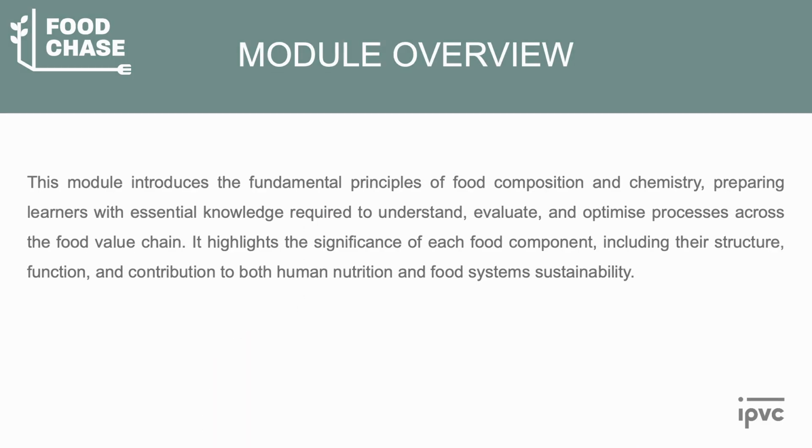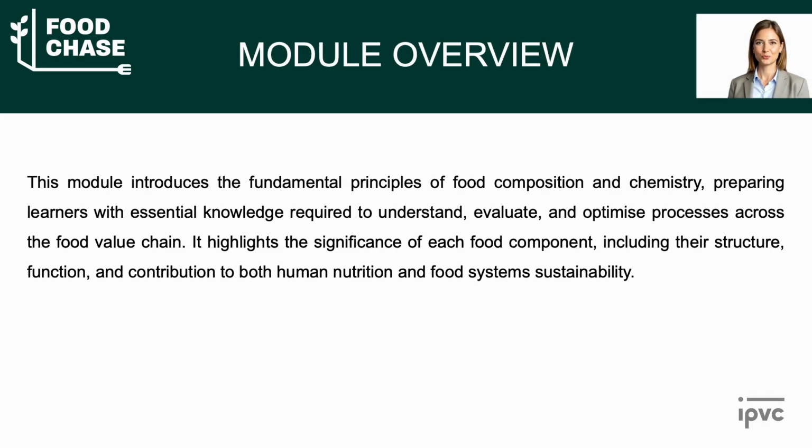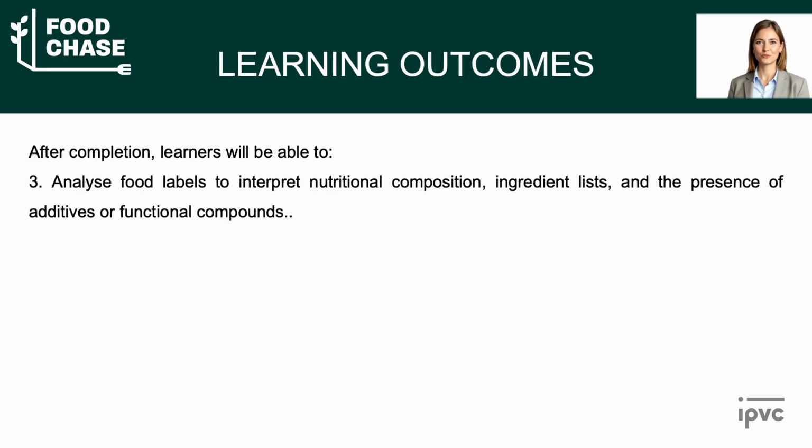products we consume. This module introduces the fundamental principles of food composition and chemistry. Understanding these concepts will prepare you to evaluate and optimize processes throughout the food value chain, from production to consumption. We'll examine the significance of each food component, including its structure, function, and contribution not only to human nutrition, but also to the sustainability of our food systems. After completion, learners will be able to analyze food labels to interpret nutritional composition, ingredient lists, and the presence of additives or functional compounds.